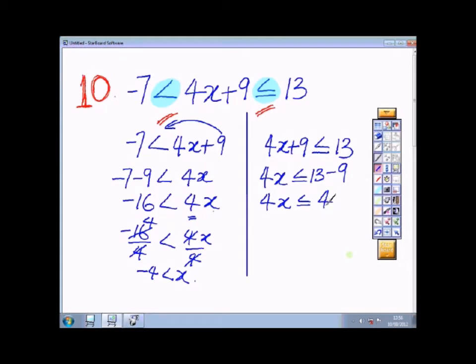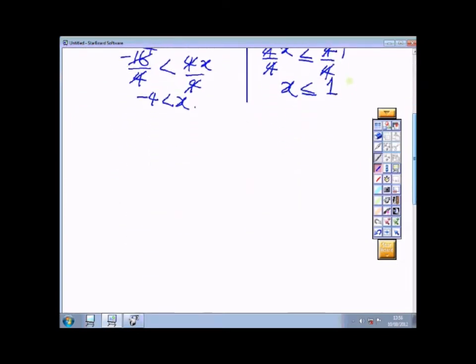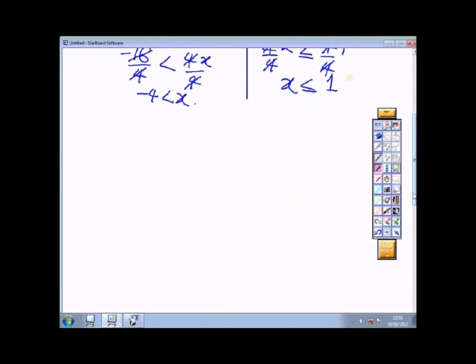Now again we divide both sides by this positive 4 to get 4x divided by 4 is less than or equal to 4 divided by 4. So these cancel out, these also cancel out to 1, so that we have our final statement here to be x is less than or equal to 1.